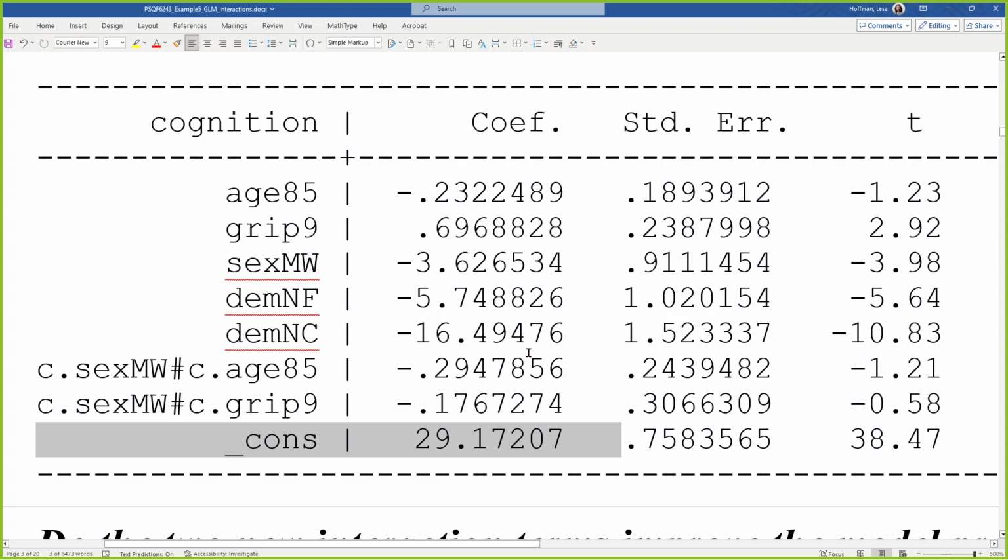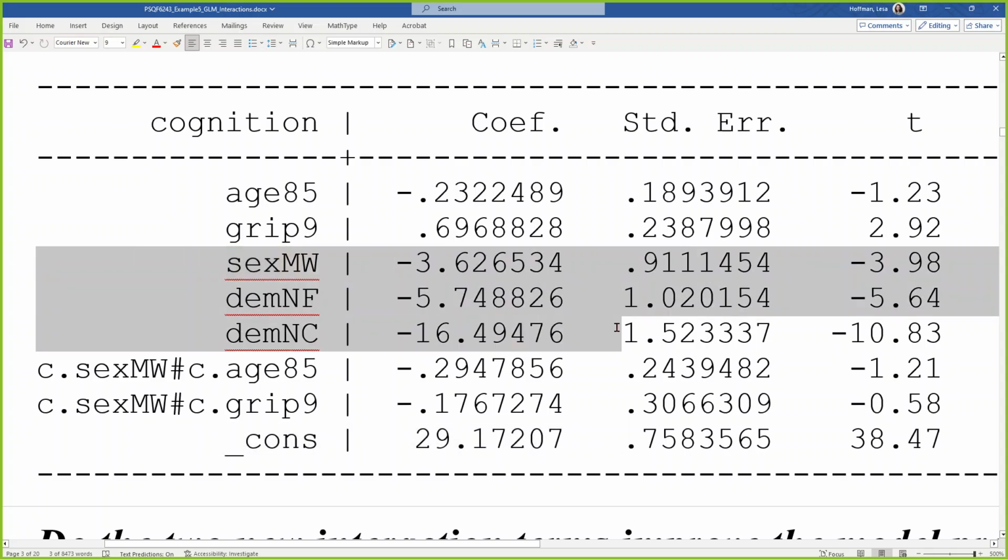Okay, now with vocabulary time. Let's start with the middle 3 here. These are all unique effects, right? Gender and dementia group. Are they marginal or are they conditional? Do they depend on other variables in the model is my question. Or is this the gender effect for everybody and the dementia effect for everybody? Yes, because they're not in the interaction terms. So these are still marginal, unconditional.